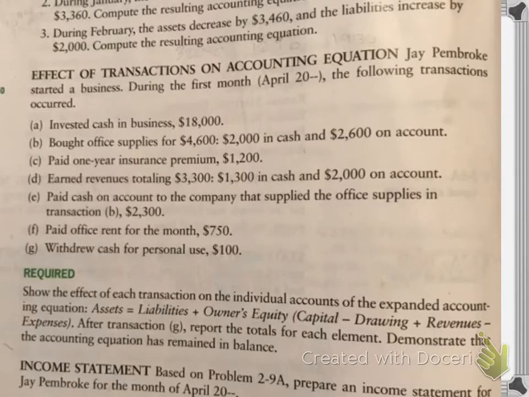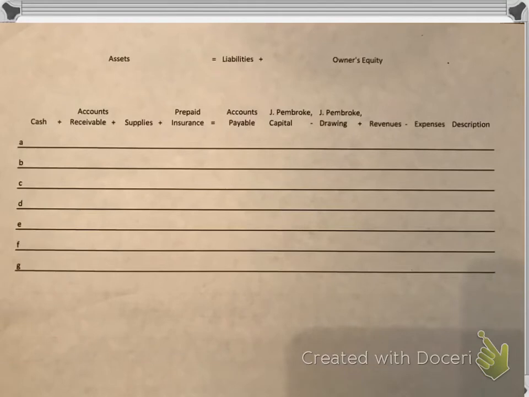Okay, so our first transaction says invested cash in business $18,000. So J. Pembroke took his money, and invested cash in the business. So what accounts are affected when an owner invests money in the business? The two accounts that are affected by this transaction are cash and capital. When the owner invests money in the business, the accounts that are affected are cash and capital.